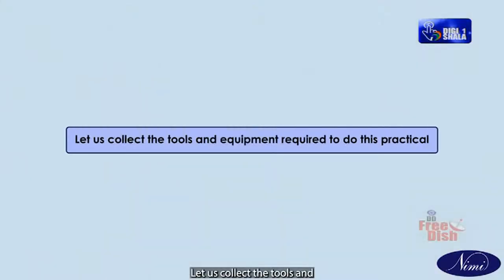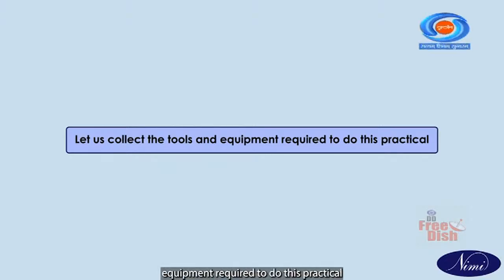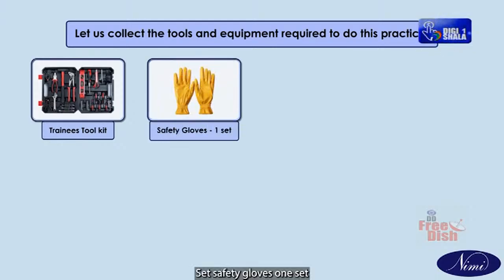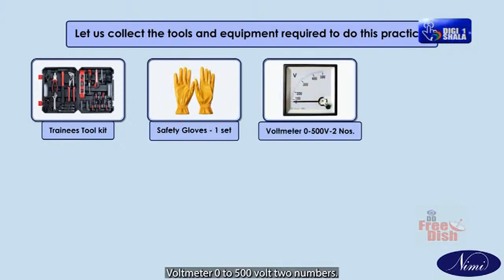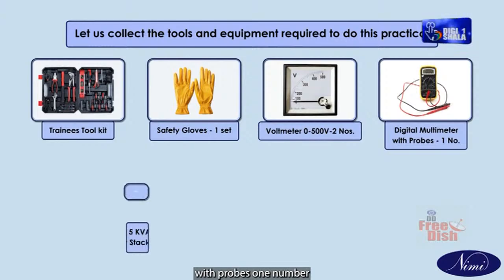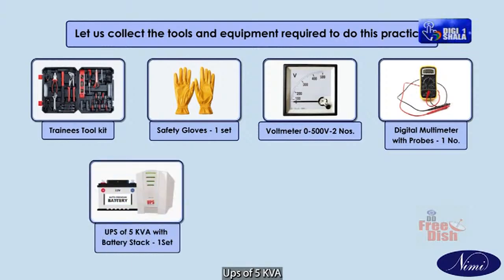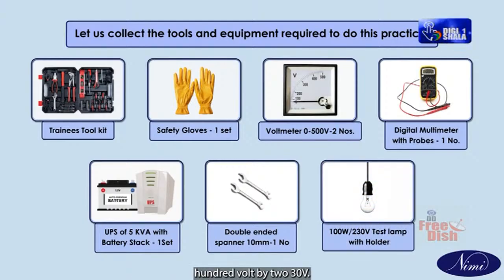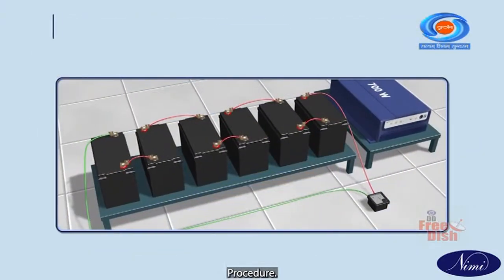Let us collect the tools and equipment required to do this practical. Trainee's toolkit 1 set, safety gloves 1 set, voltmeter 0 to 500 volt 2 numbers, digital multimeter with probes 1 number, UPS of 5 kVA with battery stack 1 set, double-ended spanner 10 mm 1 number, 100 watt 230 volt test lamp with holder as required. Procedure. Task 1.